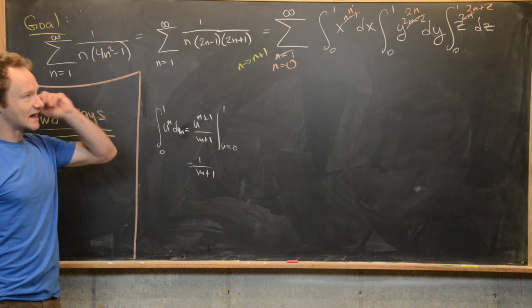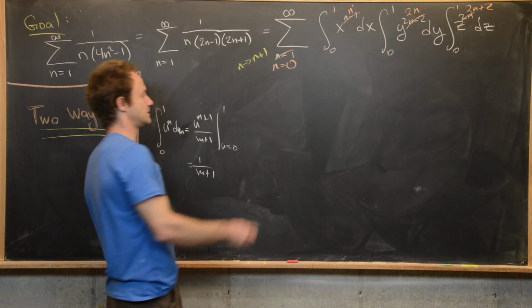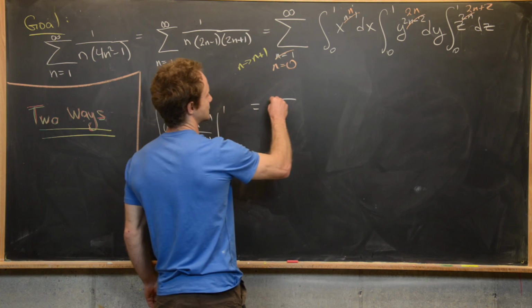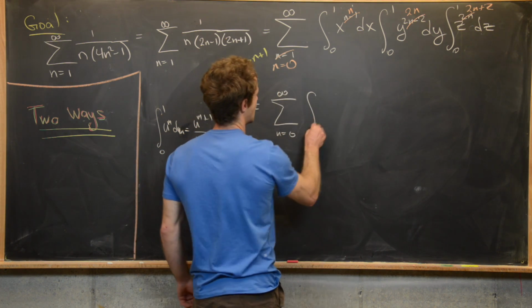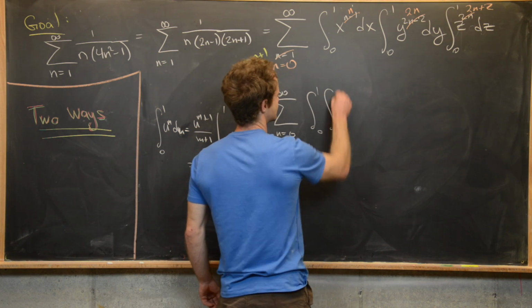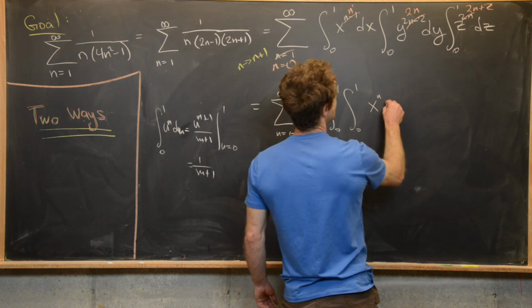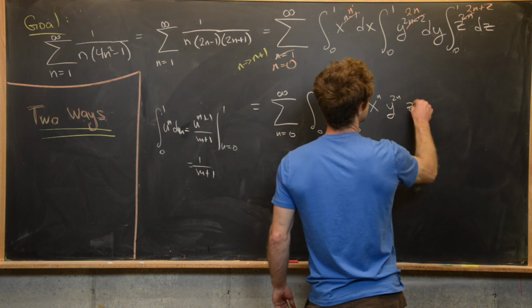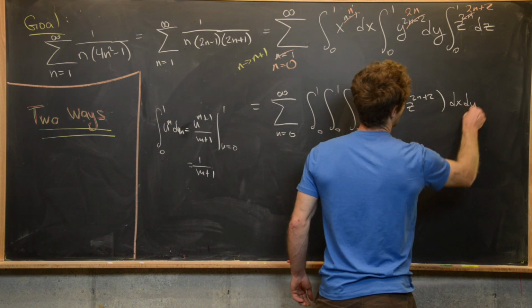Great. Next, I'm going to combine that product of 3 integrals into a triple integral. So let's see what we get when we do that. So we've got this sum as n goes from 0 to infinity of integral 0 to 1, integral 0 to 1, integral 0 to 1 of x to the n, y to the 2n, z to the 2n plus 2. And now we have dx, dy, dz.